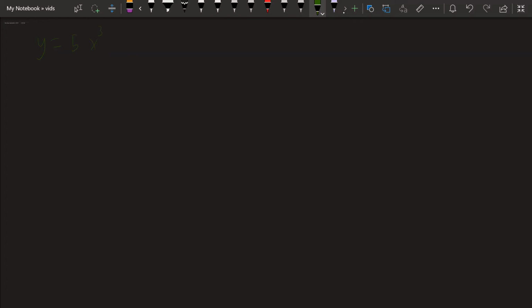y is equal to 5x cubed, right? So the derivative of y is going to be equal to 5 multiplied by the derivative of x cubed with respect to x, right? Now, using the power rule, the derivative of x cubed is 3x squared, and we multiply by the 5. So dy/dx is equal to 15x squared, right? And you can check the back of the book, and the answer must be correct.